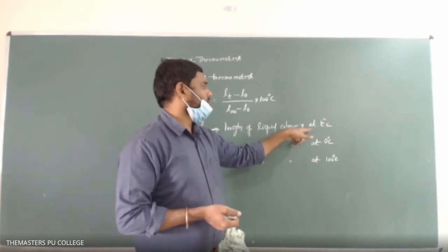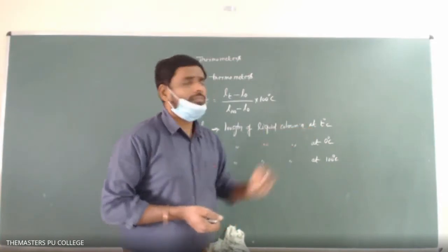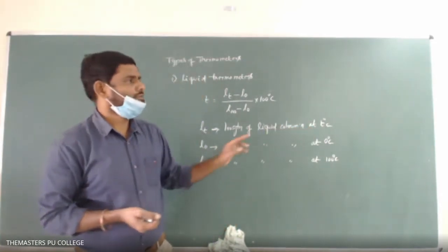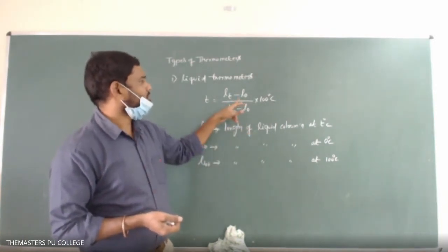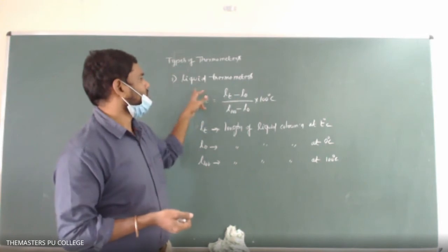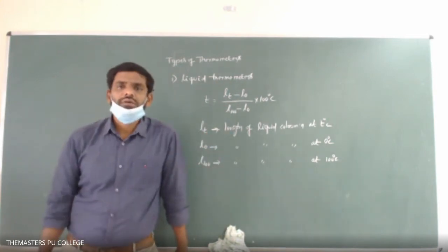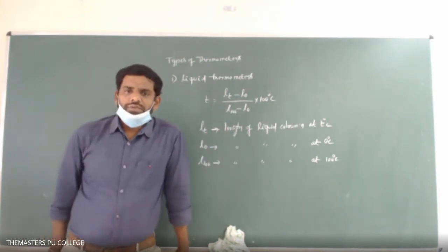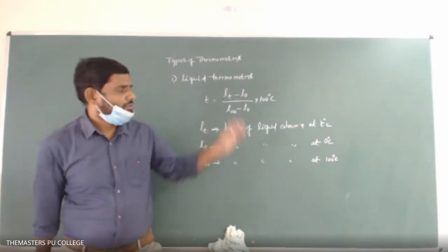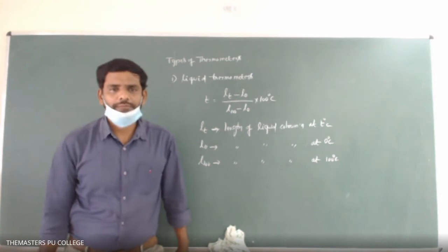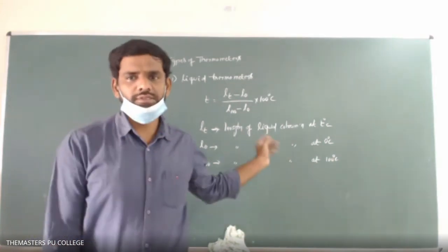This value can be calculated experimentally. By knowing all these values and using this formula, we can calculate the temperature using liquid thermometers. All mercury thermometers are called liquid thermometers. Okay, so please copy this one. Students, please copy this.